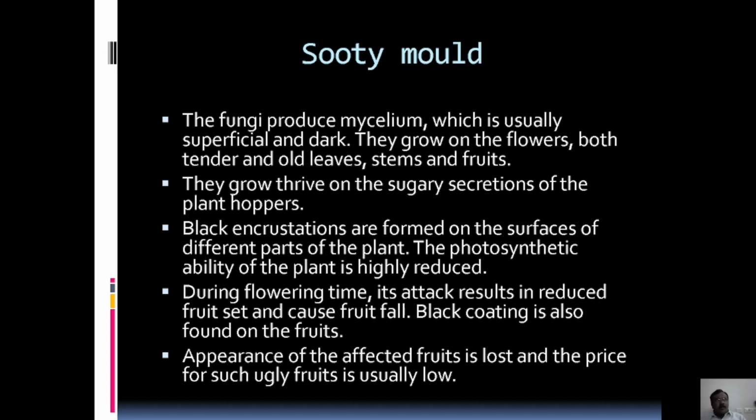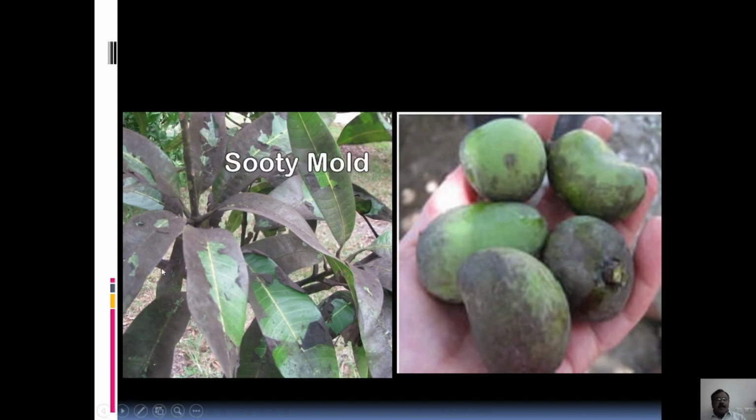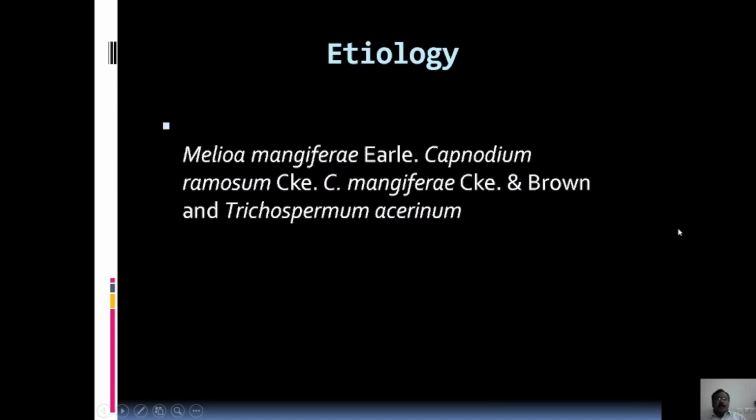Black coating may also be formed on the surface of the fruits, and this is the typical black incrustation on the surface of the leaf as well as on the surface of fruits. It is caused by the pathogens Capnodium ramosum, Capnodium mangiferae, and Trichospermum acerinum. All are predominant, and they form a black incrustation. It does not establish a parasitic relationship with the host plant. Since it forms the incrustation, it reduces the photosynthetic value and has gained importance.